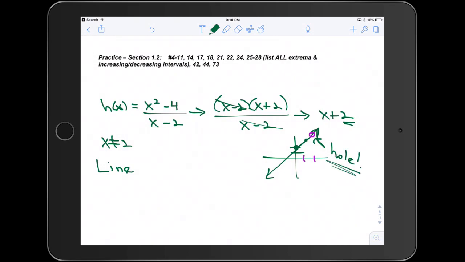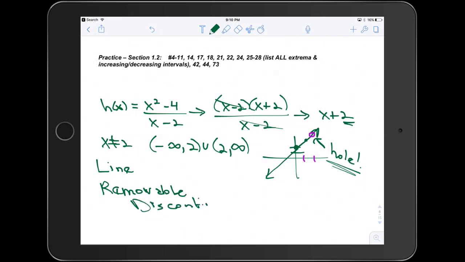Okay. So anyway, we have the domain is x does not equal 2. So let's write that properly: negative infinity to 2 union 2 to infinity. Notice I don't use the closed brackets in this situation. And it is definitely, all of a sudden I'm just like, what is the name of it? It's a removable discontinuity.